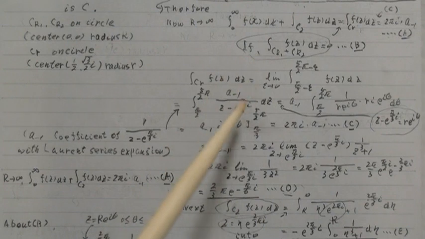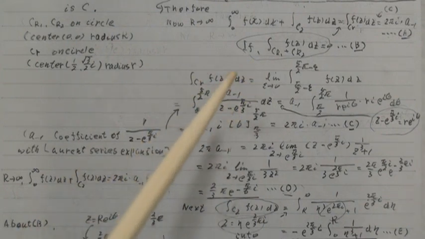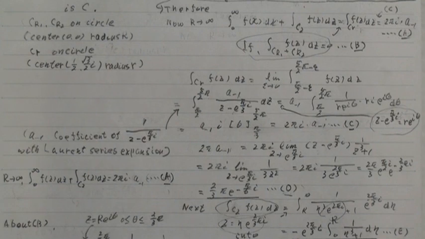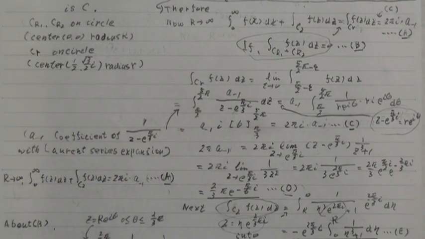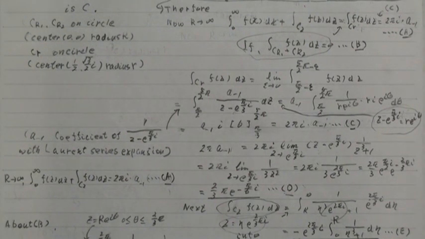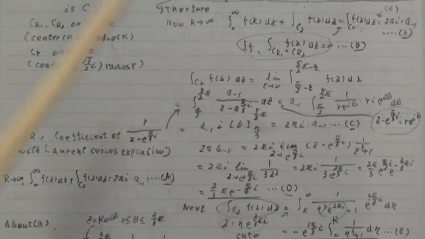And a minus 1 over z minus e to the pi over 3 i, the integral. f(z) has a Laurent series expansion, and the term 1 over z minus e to the pi over 3 i has the coefficient a minus 1.